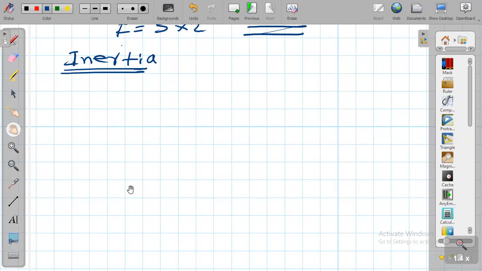Okay. Write the definition. The reluctance to change the state of motion. The reluctance, that means the reluctance to change the state of motion.